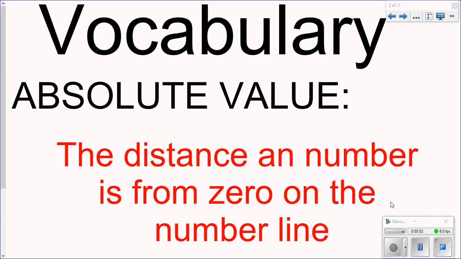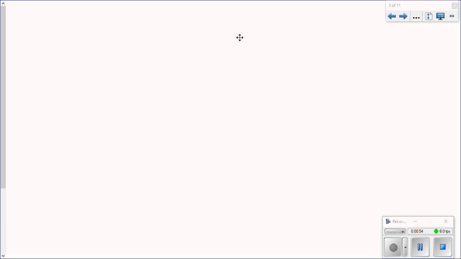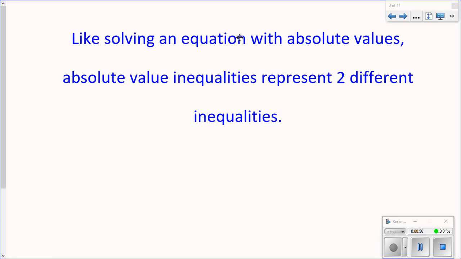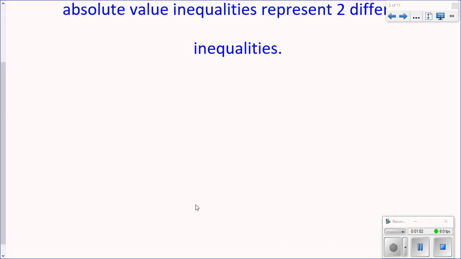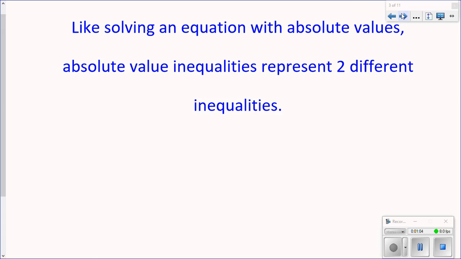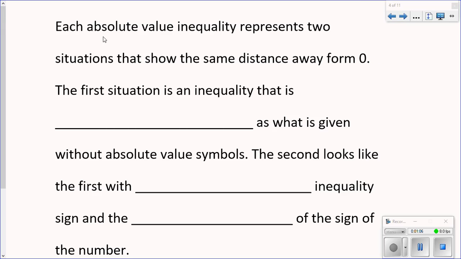Solving absolute value inequalities represents two different inequalities. Each absolute value inequality represents two situations that can show the same distance away from 0. So left side, right side, like normal.